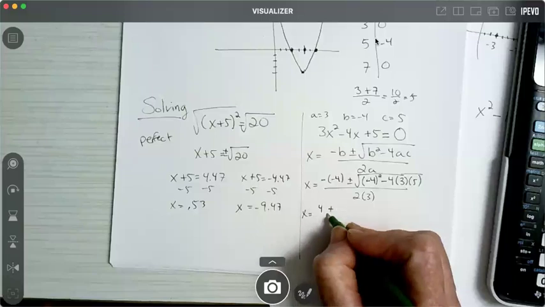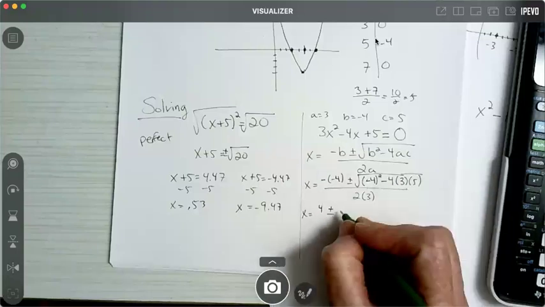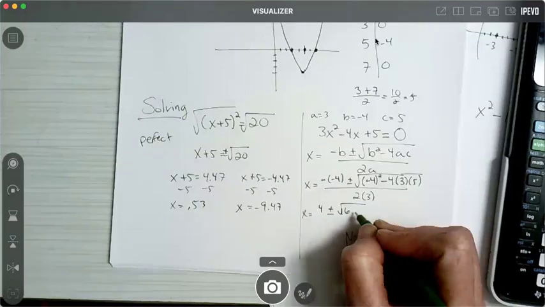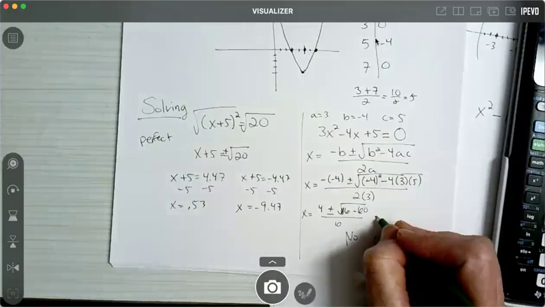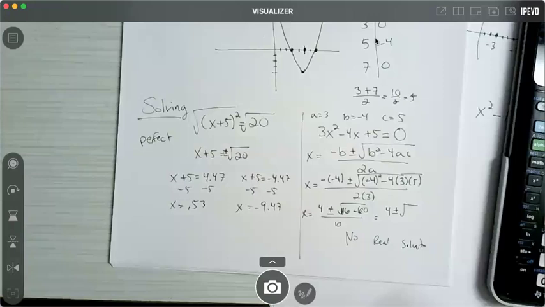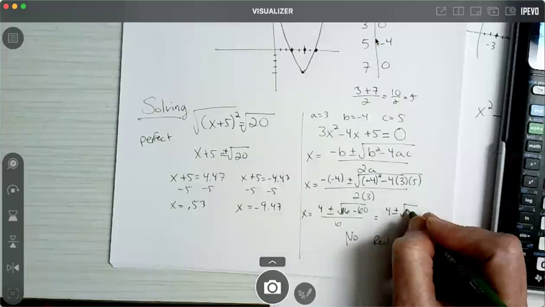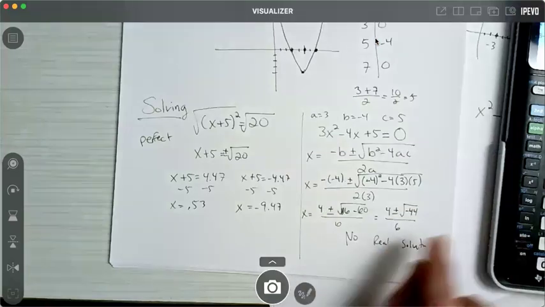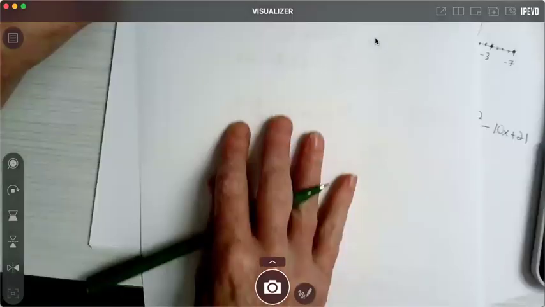So when I start simplifying this, that's going to simplify to a 4. This inside is going to be 16, and then 4 times 3 times 5, that's 12 times 5, which is 60. And here's where I'm going to get a negative number, and this is going to be no real solution. Because here, 4 plus or minus the square root of 16 minus 60, which is negative 44. So I could write this with an imaginary number, or I could just leave it like this. There's no real solutions. All right, I'm going to flip this over, getting close to being done.